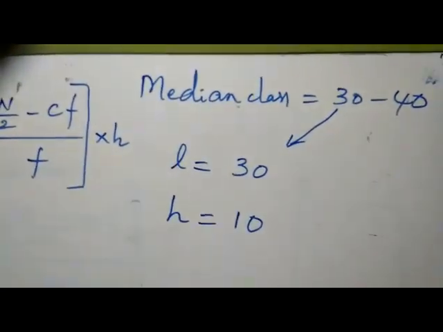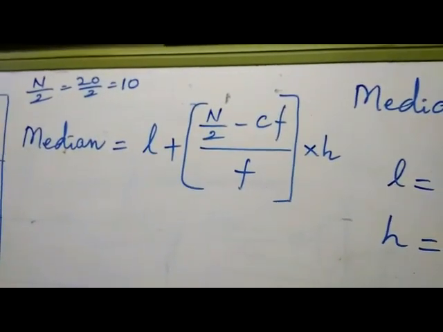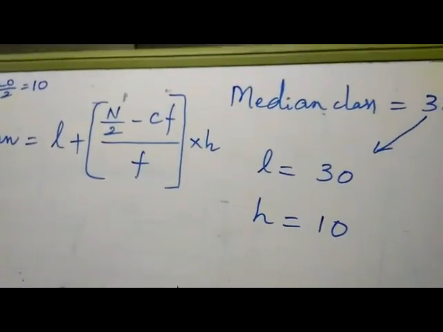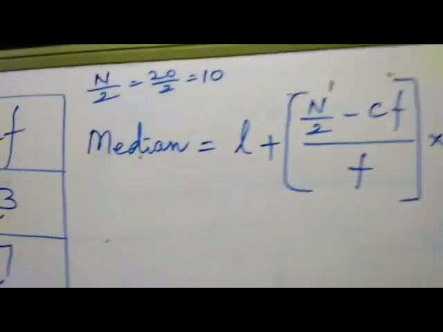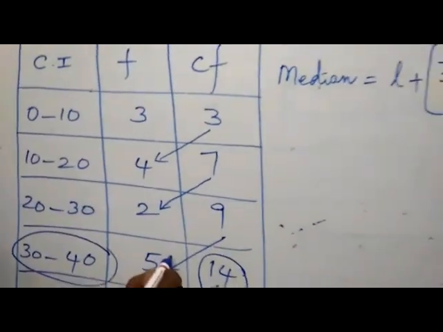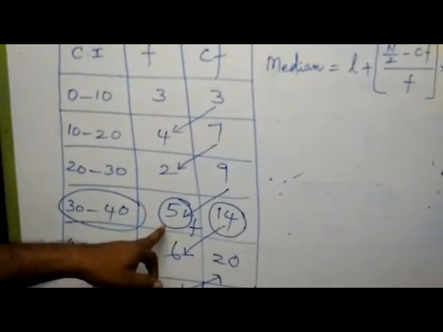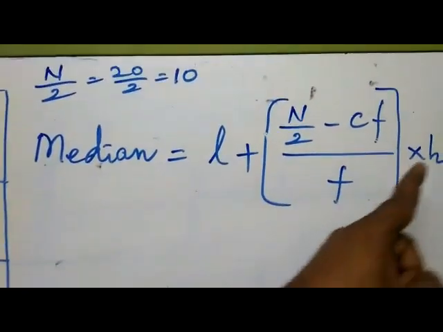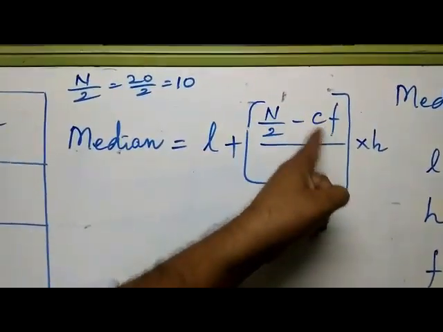L we completed, H we completed. Now n by 2 you already know: n by 2 is equal to 10. F is nothing but the frequency of the median class. So L is equal to 30, n by 2 is equal to 10, H is equal to 10 and F is equal to 5. So what about CF?